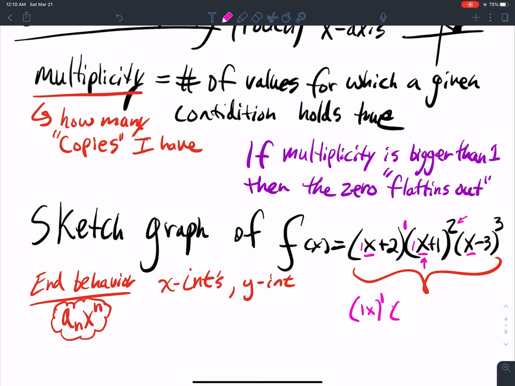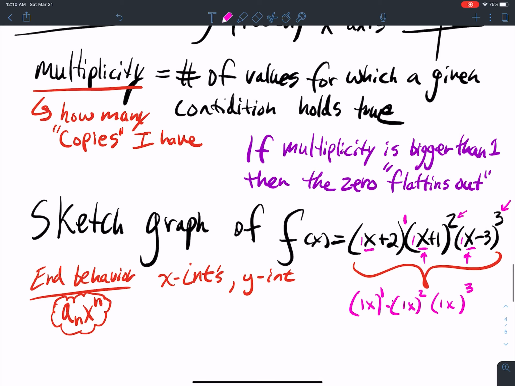So I have this 1x raised to the 2. The highest degree term is another 1x. How many do I have? I got 3 of them. Now I'll multiply all those together, and when I multiply together, I have x to the 1 times x squared times x cubed. This is x to the 6th. Okay? So my lead term is 1x to the 6th.